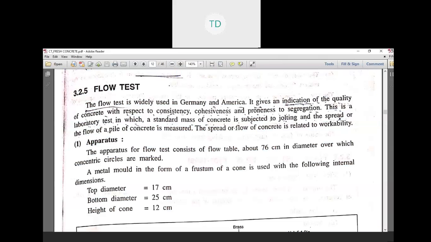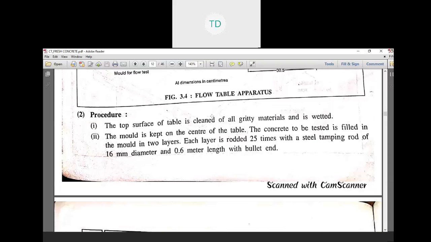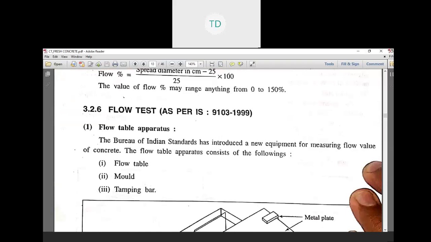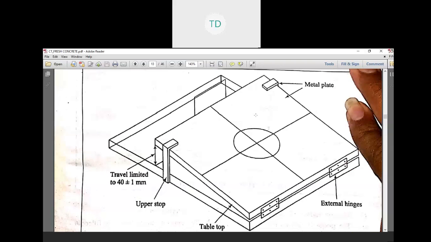We are continuing from our last point, the flow test. The flow test is very widely used in Germany and America. It uses a flow table apparatus, in which we use this kind of apparatus with no mechanical part. It is just simple and useful for any type of material.